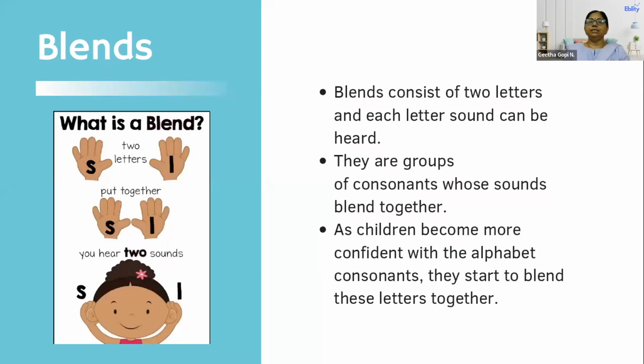At the end of "at," I usually add a blend, like "flat." Because they're mature enough to get it, and they know all the letter sounds, you don't have to wait until much later to introduce the blends. Along with the CVC words itself, you can introduce the blends. But if they're very young kids, then I would wait to introduce blends until later on. Again, everything has to be customized as per the level and age of the child.